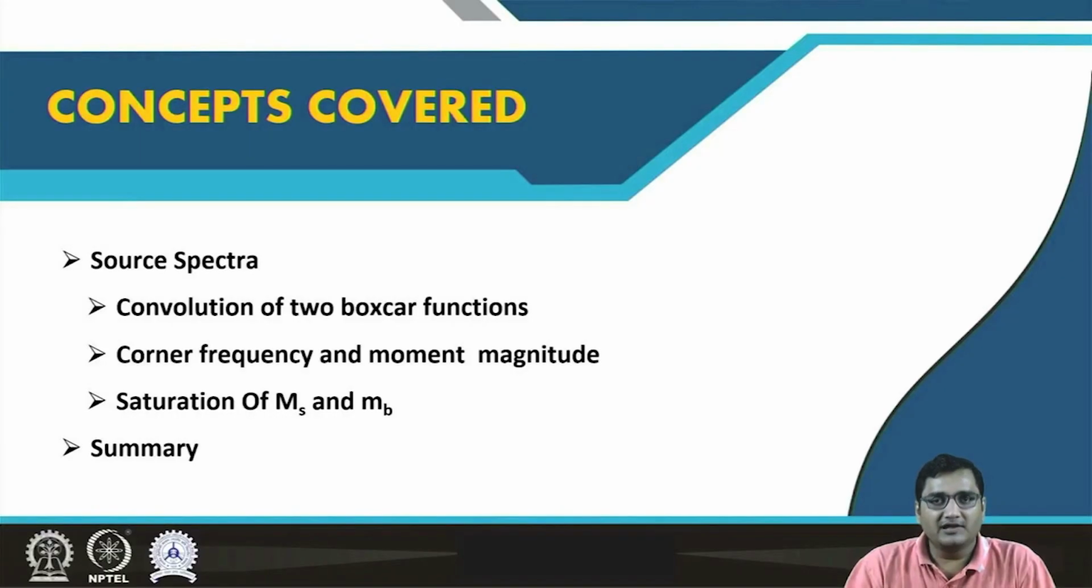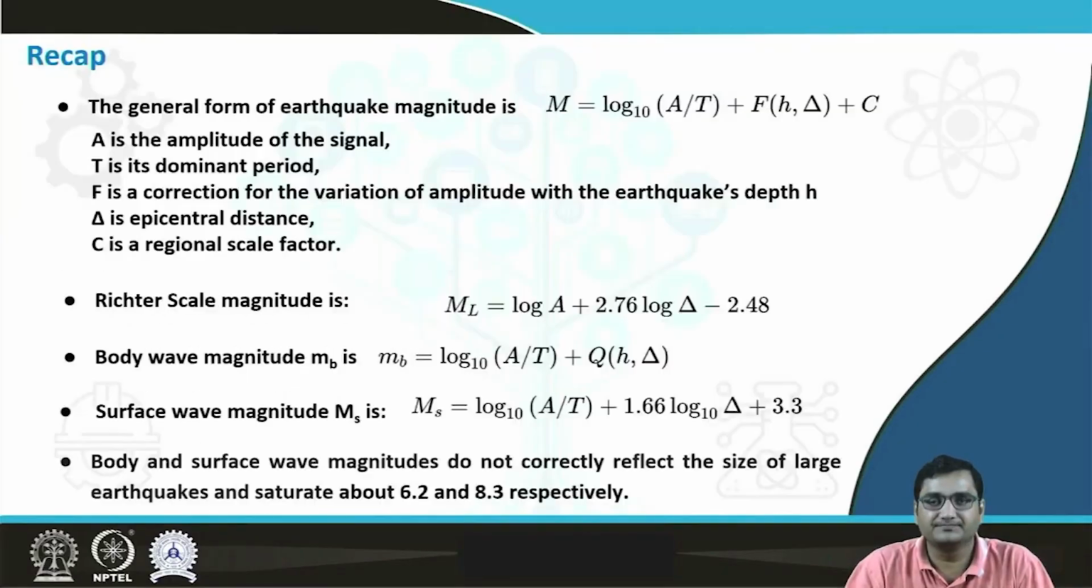So the concepts that we are going to cover today are source spectra, where we will see the convolution of two boxcar functions, and then corner frequency and the moment magnitude, and finally we will see the region of saturation of the surface wave and the body wave magnitude scales. Then finally we will have the summary of today's lecture.